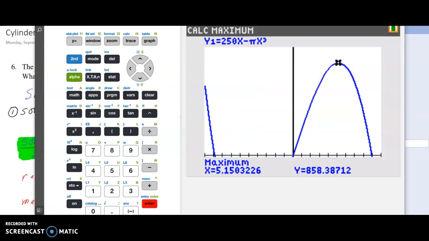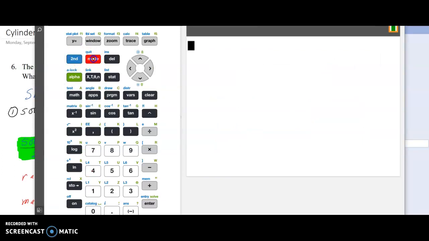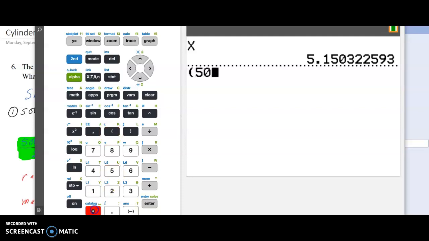Remember your calculator, when you go to a blank screen, remembers the last value of x. If that was the last thing you did, it remembers that. So you could type in 500 minus 2 pi x and divide by 2 pi r.